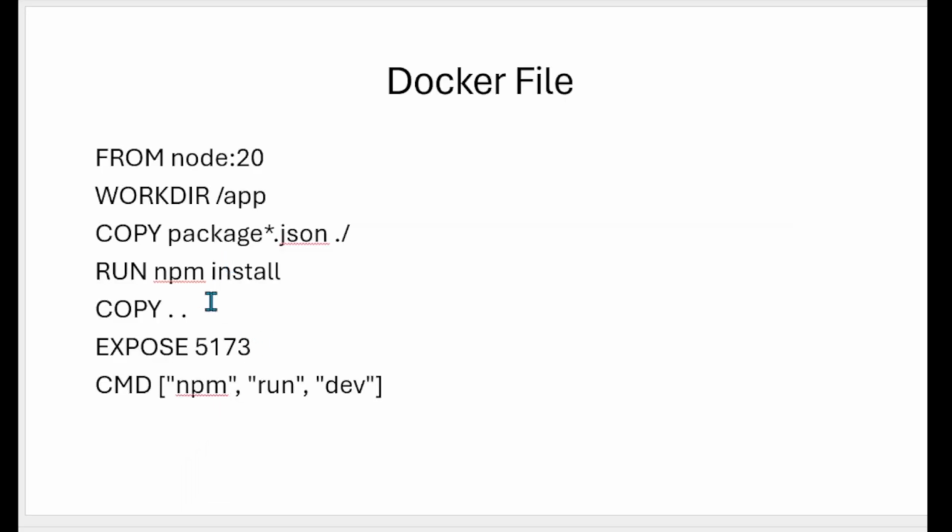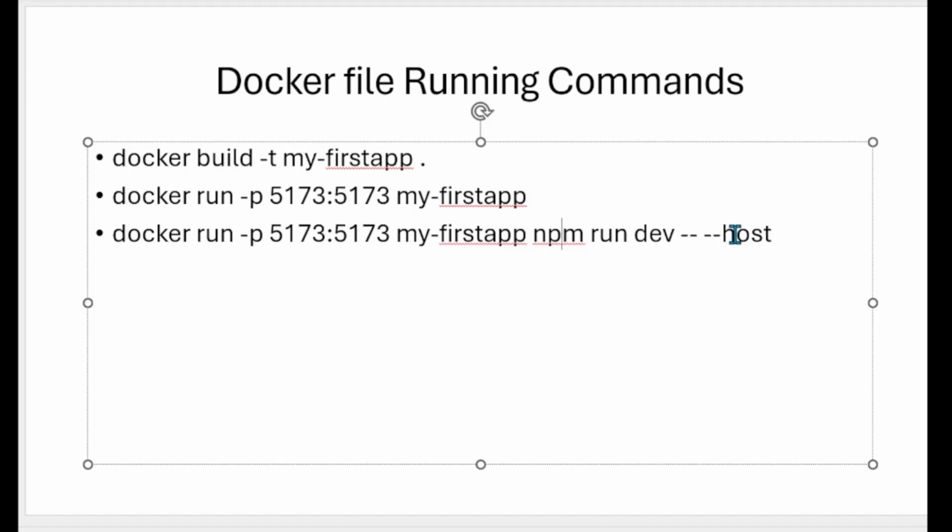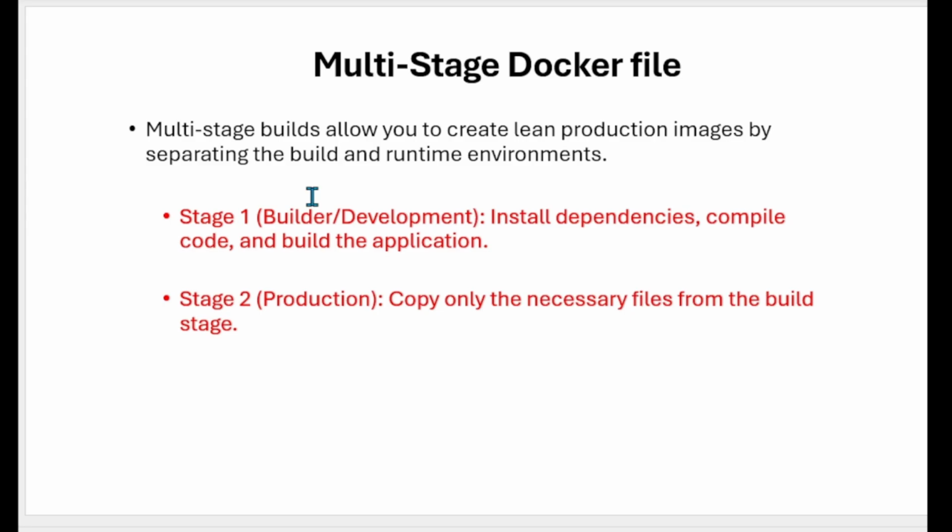Then this is a sample code. These are some sample commands that we have to run in VS Code. And what is a multi-stage Docker file? There are two stages in multi-stage Docker files. So what is meant by a multi-stage Docker file? First of all, this allows us to create lean production images by separating the build and runtime environments.